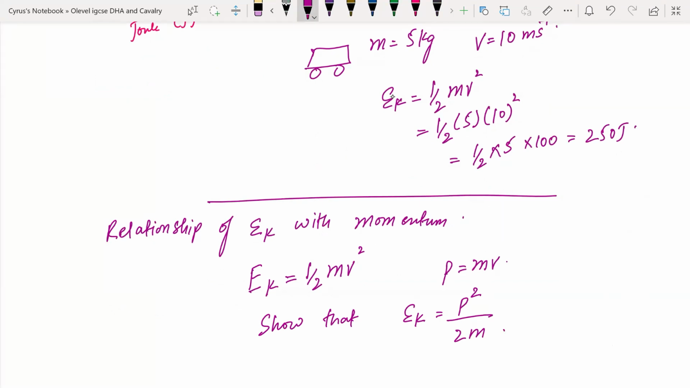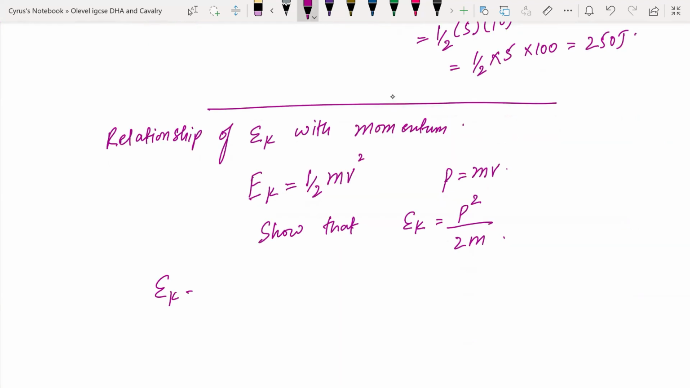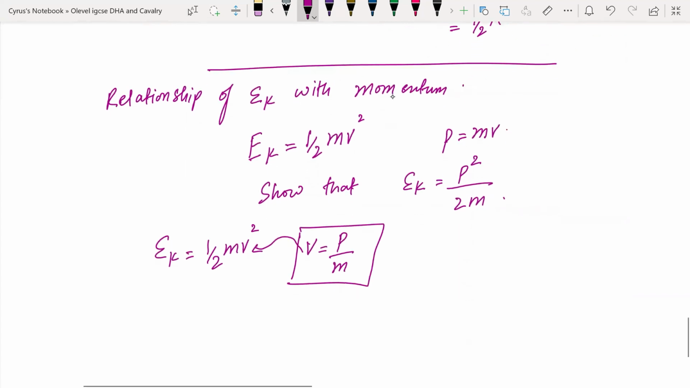मतलब आपने शो करना है कि E k is equal to p square over 2m. P is the momentum, m is the mass. That kinetic energy is half mv square, right? Momentum में अगर आप v को सब्जेक्ट बना लें, तो ये हो जाएगा p over m. If I can make v the subject, I can put this here in this expression, and this becomes what?